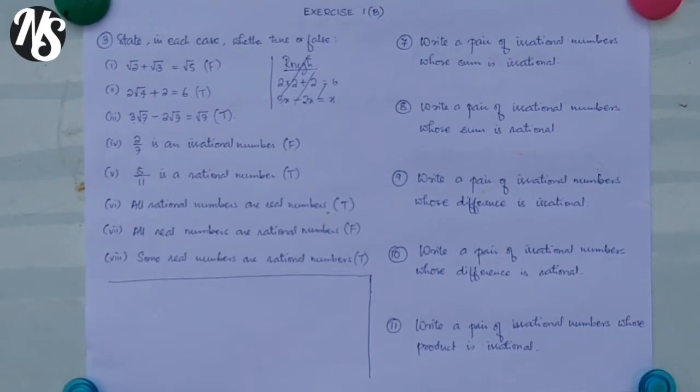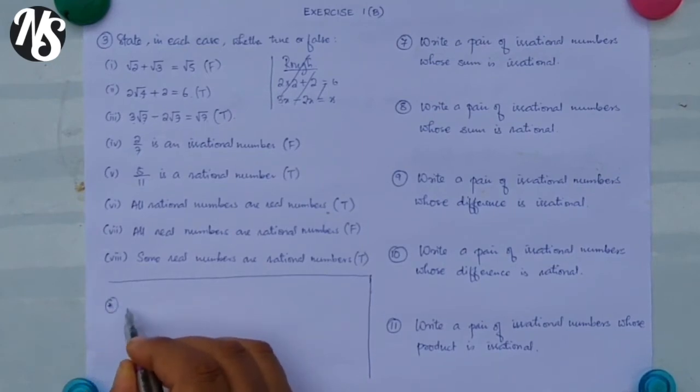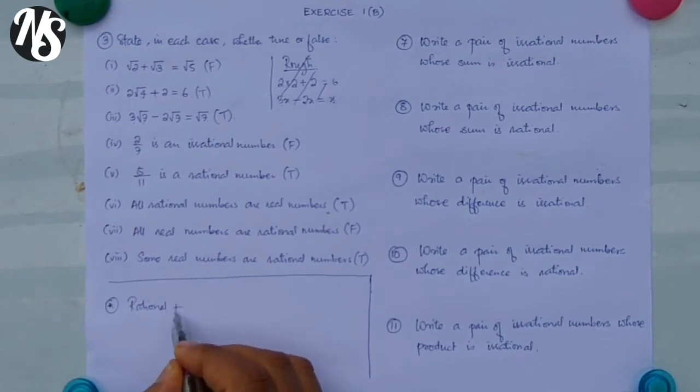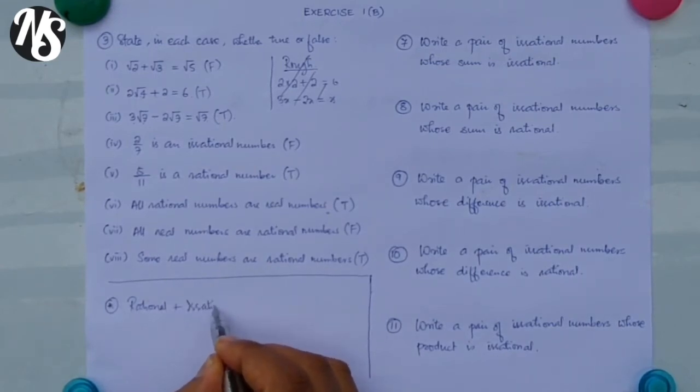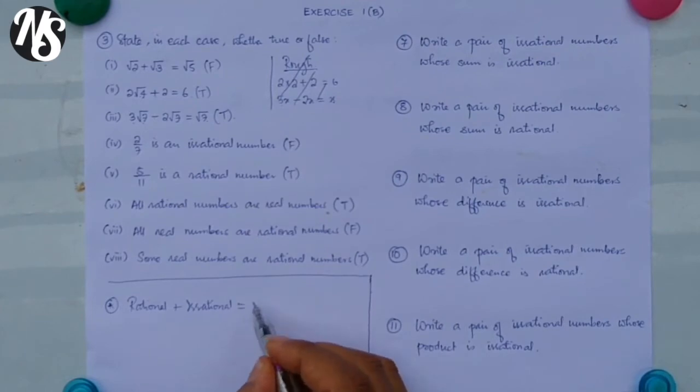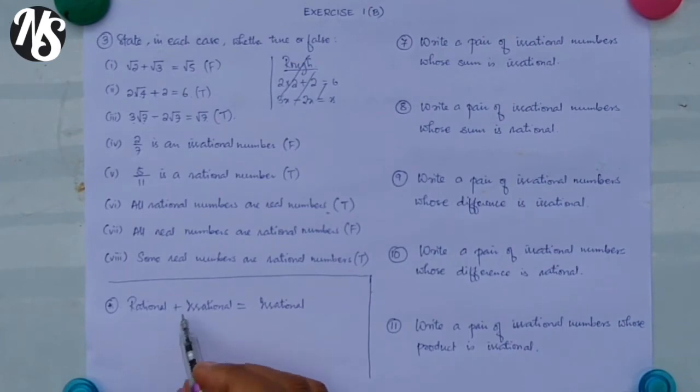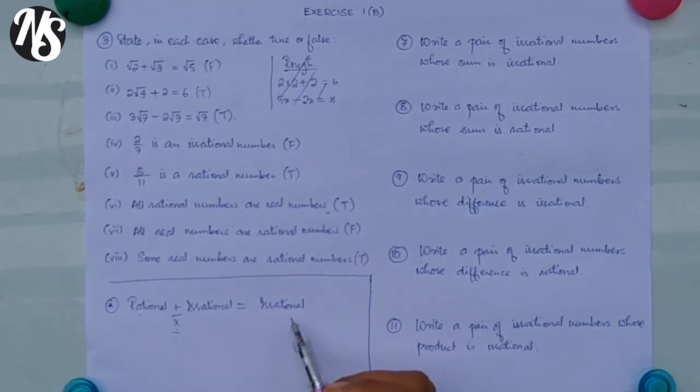But always remember, the first thing is, if you add a rational number to an irrational number, your result will always be irrational. Similarly, if you find the difference between a rational and an irrational, it will be irrational. The difference will also be the same, multiplication will also be the same, and division will also be the same. That is, if you find the product of a rational and an irrational, it will be irrational.